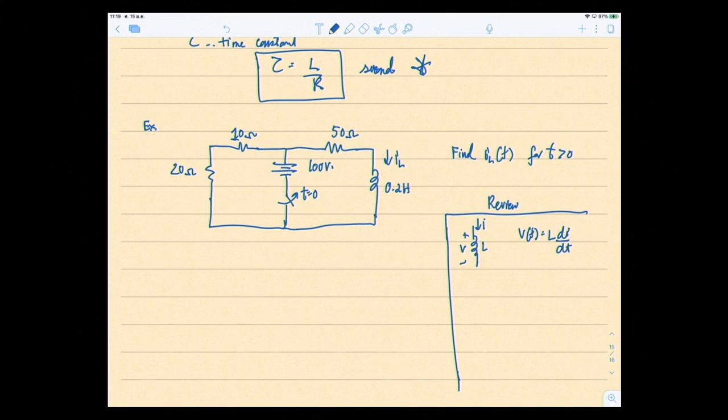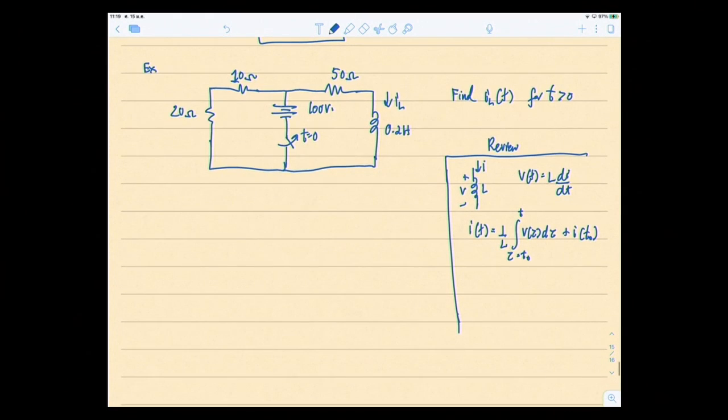If you want to find I, I of t is 1 over L times the integral of V of tau d tau, with tau from t naught to t, plus the initial value at t naught. So this is the voltage and current relation for the inductor.